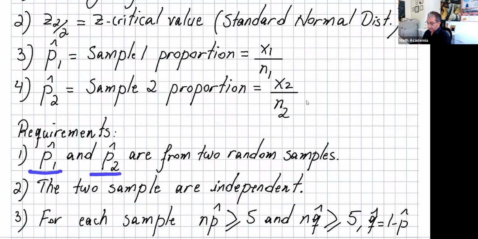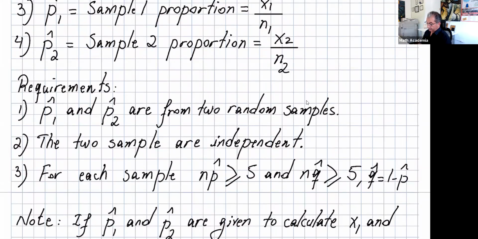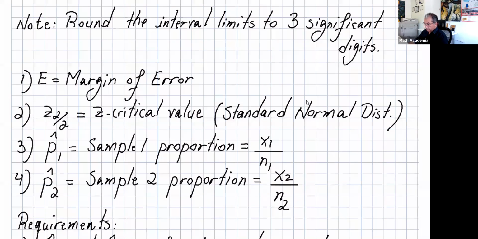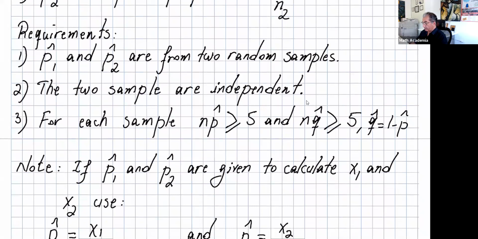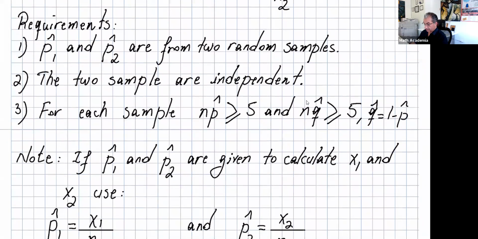There's some requirements here. First of all, p hat 1 and p hat 2 are from two random samples. The two samples are independent. Independent means you pick them from different populations or completely different places, and I will go over independent and dependent samples. For each sample, n times p hat should be greater than or equal to 5, and n times q hat should be greater than or equal to 5. So you can go ahead and use that confidence interval. And remember, q is always 1 minus p, so q hat is always 1 minus p hat.